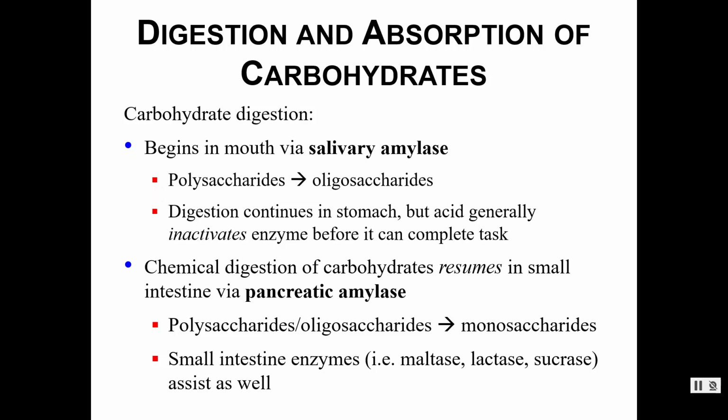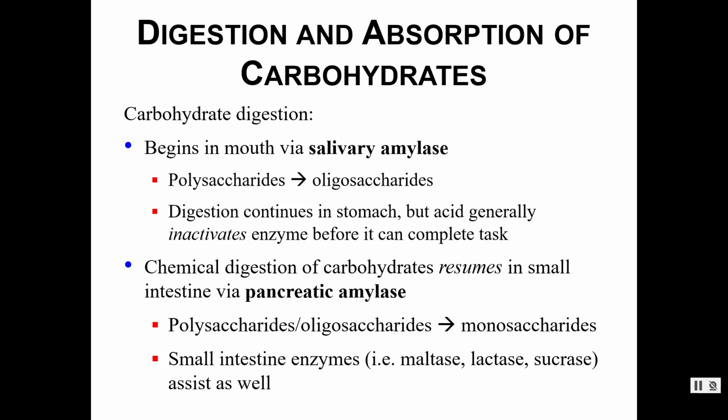The digestion is going to continue in the stomach, but after a while the acid basically inactivates the enzymes before we can complete the task, and so eventually we kind of have to push the pause button in the stomach, and we'll pick that up in the small intestine by including pancreatic amylase into the equation. And so the chyme that enters into the duodenum will be mixed with the pancreatic amylase, and we'll take any leftover polysaccharides that weren't properly digested. We'll take the oligosaccharides as well, and we will finally break them down into their smallest component, the monosaccharides.